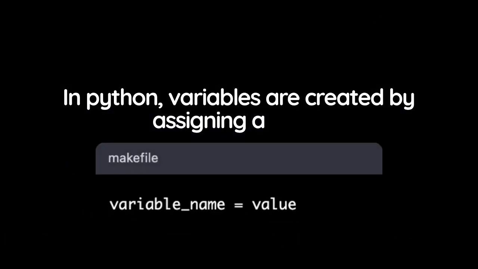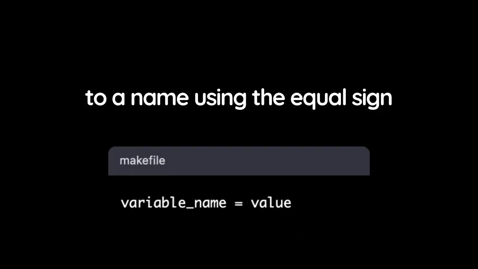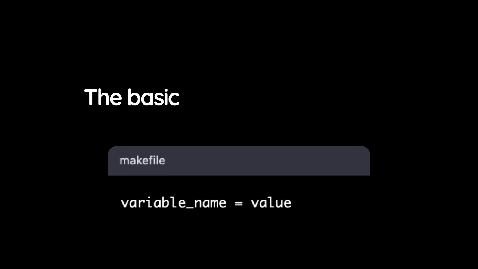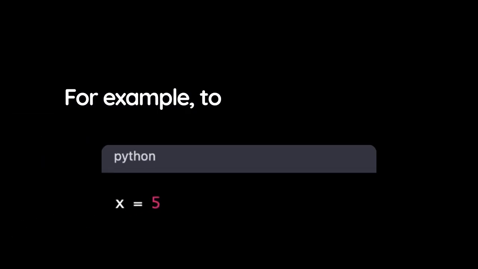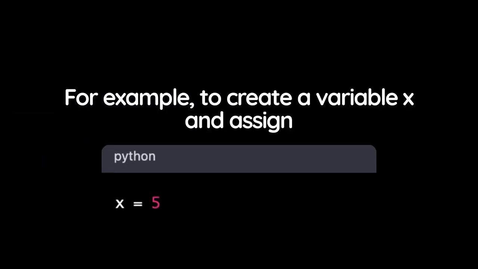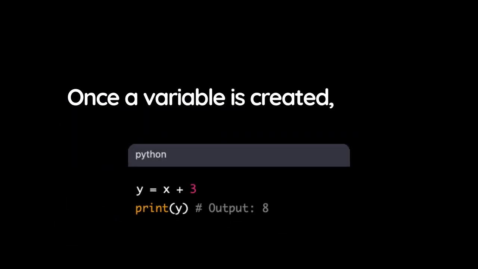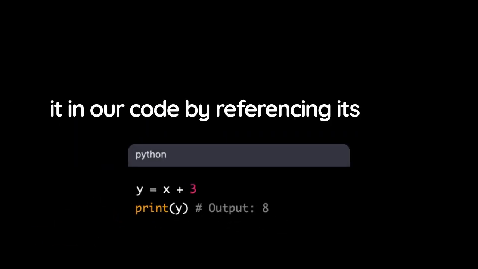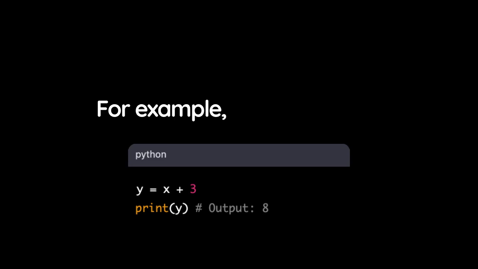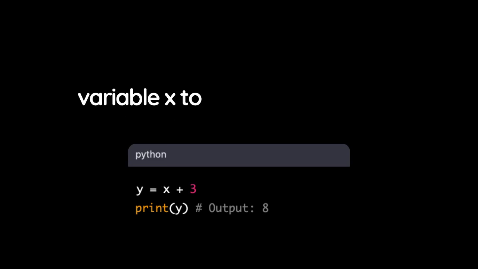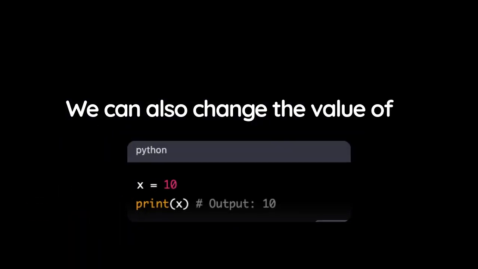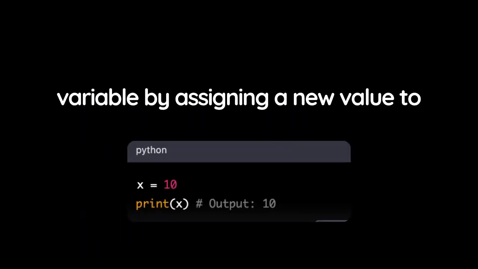In Python, variables are created by assigning a value to a name using the equal sign operator. The basic syntax for creating a variable is: for example, to create a variable x and assign the value 5 to it, we can write x = 5. Once a variable is created, we can use it in our code by referencing its name. For example, we can use the variable x to perform arithmetic operations. We can also change the value of a variable by assigning a new value to it.